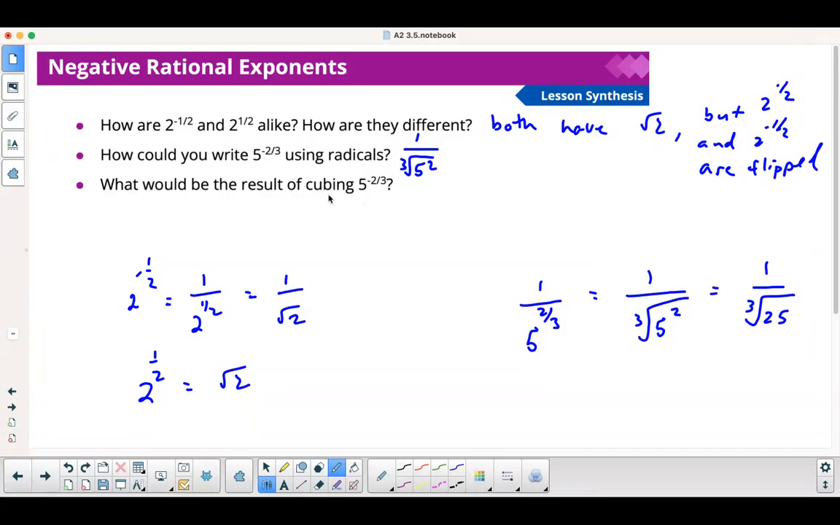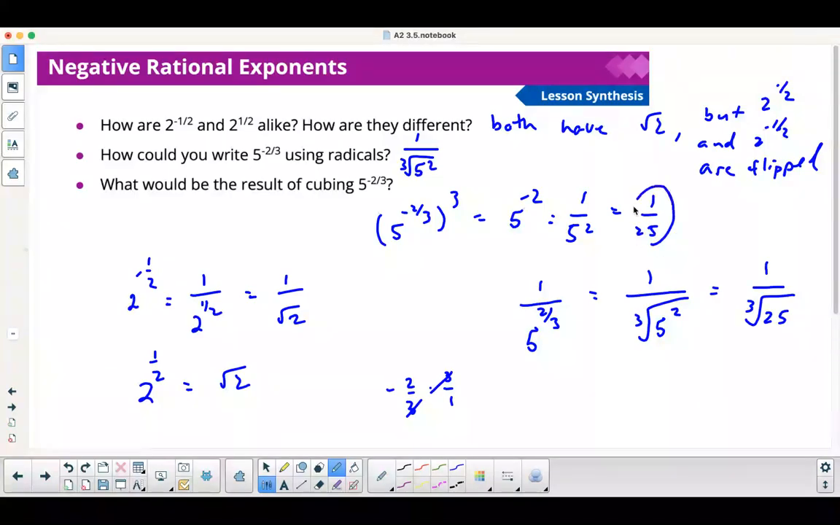And then what would be the result of cubing this? If I take this and cube it, power to a power, you multiply. So remember when you did fractions, negative 2/3. I don't really need a calculator here. These cancel, so it's negative 2 times 1. So it's 5 to the negative 2, which is 1 over 5 to the positive 2, which would be 1 over 25. Kind of cool how I did that without even touching a calculator.